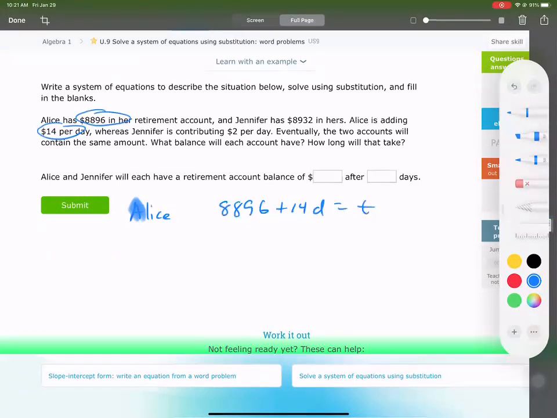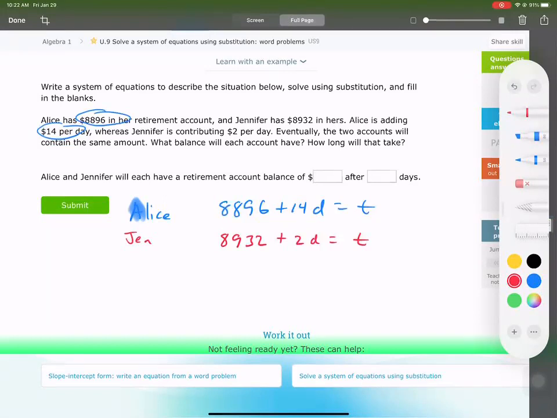So if we add 1 day, she's going to add $14 to her already $8,000. That's a nice retirement. Is it enough? Nope, not these days. Okay, so after Alice, our next name is going to be Jennifer. We'll call her Jen. And Jen has $8,932 in her retirement savings, and she's going to add $2 per day. And this is going to lead her to a total.